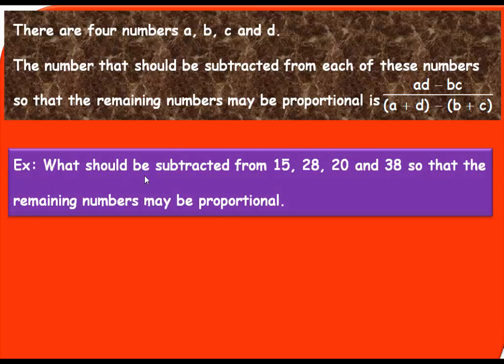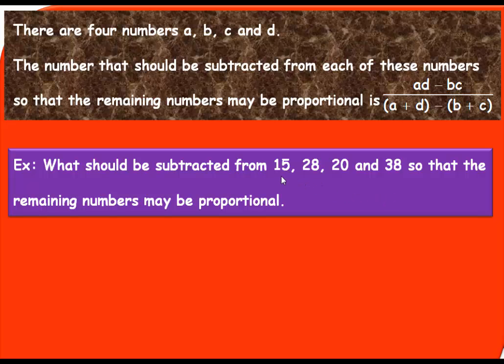What should be subtracted from 15, 28, 20 and 38 so that the remaining numbers may be proportional? Here first we must know what proportionality is. If 4 numbers A, B, C and D are in proportion, then the product of extremes equals the product of means, that is AD equals BC.